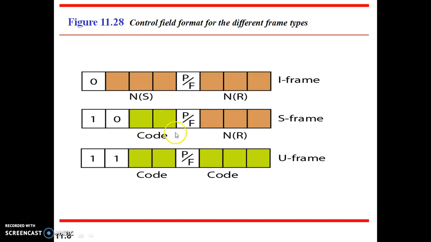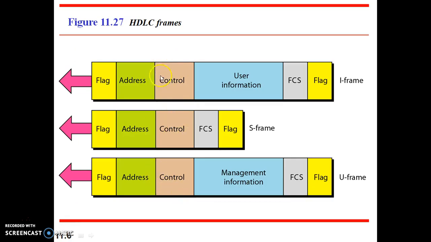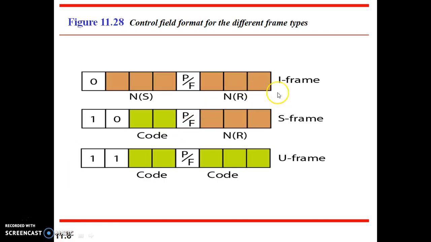Now when we talk about the control field, you can see the I frame, S frame and U frame. I frames are usually designed to carry user data from the network layer, and they also include flow control and error control information. The subfields here just define what that particular field is or what its functions are.